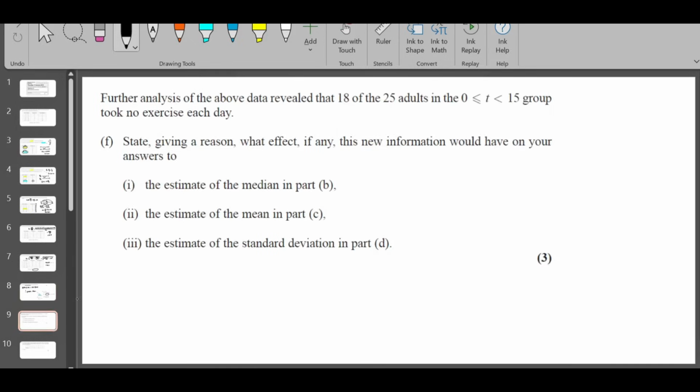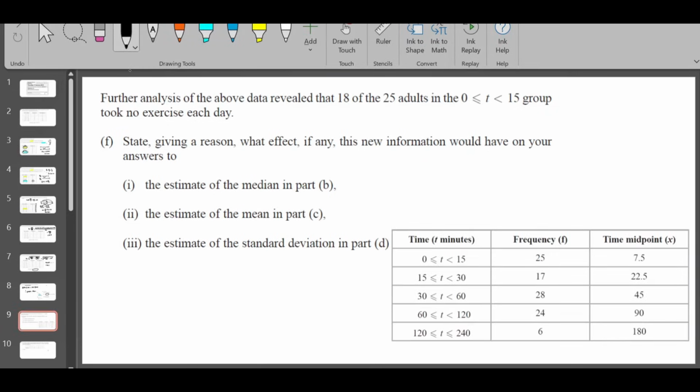Next one. Further analysis of the above data revealed that 18 of the 25 adults in this group. Okay, let me put the table here. I have put the table here. It's a 3 mark question. Each carries 1 mark. This also 1 mark. Anyway, further analysis of the above data revealed that 18 of the 25 adults, there are 25 adults in this group, in this class interval 0 to 15, right? Out of this 25, 18 of them took no exercise each day.